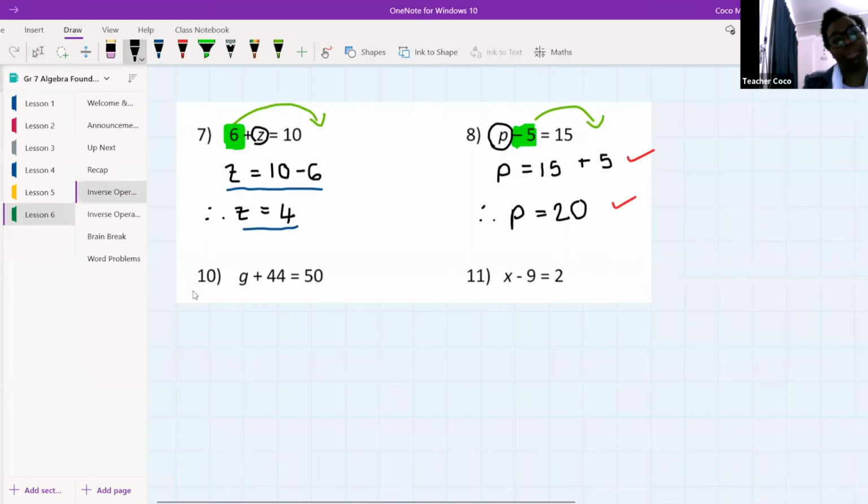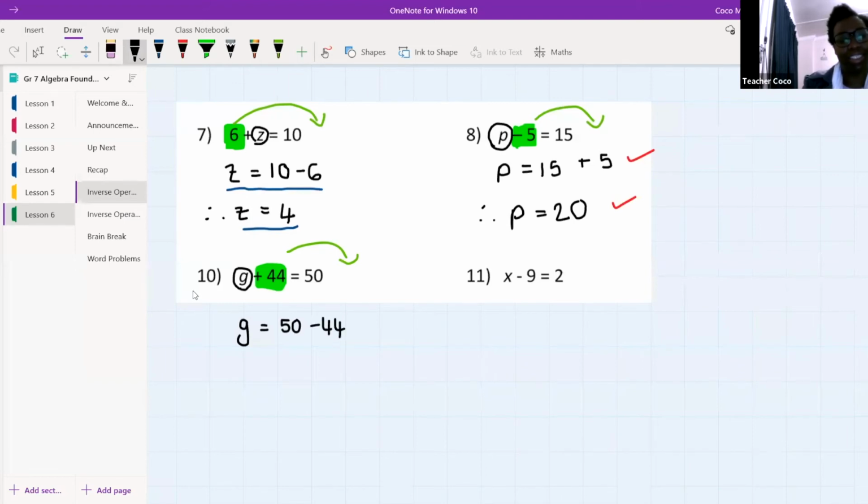Okay, start with what variable do we want on its own in number 10? G. Good, we want G on its own. So what are we moving? We're moving 44 to the other side of the rainbow. Good. Now give me my next line. What is my next line going to say? We need to say G equals 50 minus 44. Minus 44, excellent. My next line? Therefore, G is equal to 4.